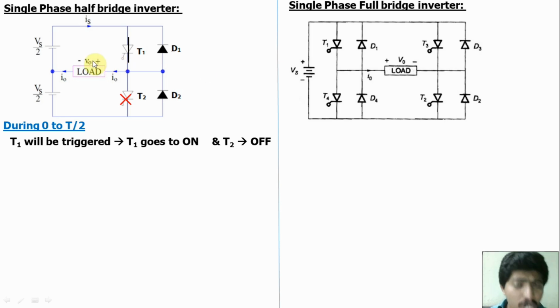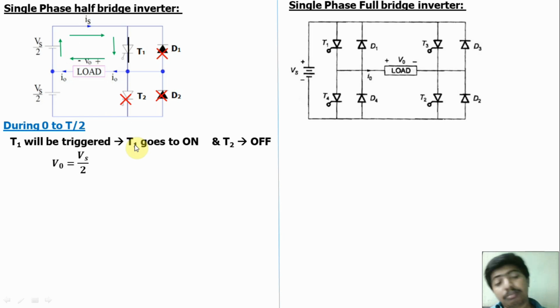If the load is resistive, the diodes D1 and D2 are always reverse biased. The diode will be forward biased only when the load is inductive and the inductor acts as a current source. Otherwise, D1 and D2 are always off. The current flows from the source through T1 to the load, from positive to negative in the load side. If you apply KVL for this loop, we get V0 equal to Vs by 2. So during 0 to T/2, the output voltage is Vs by 2.